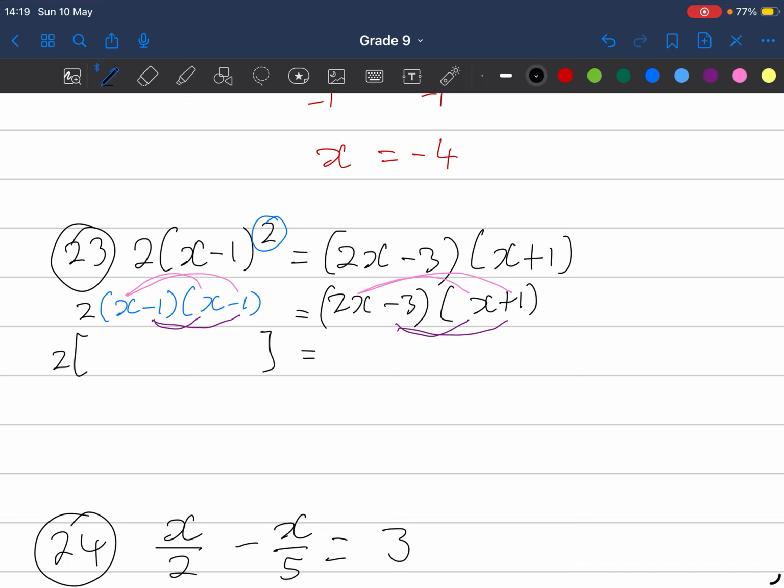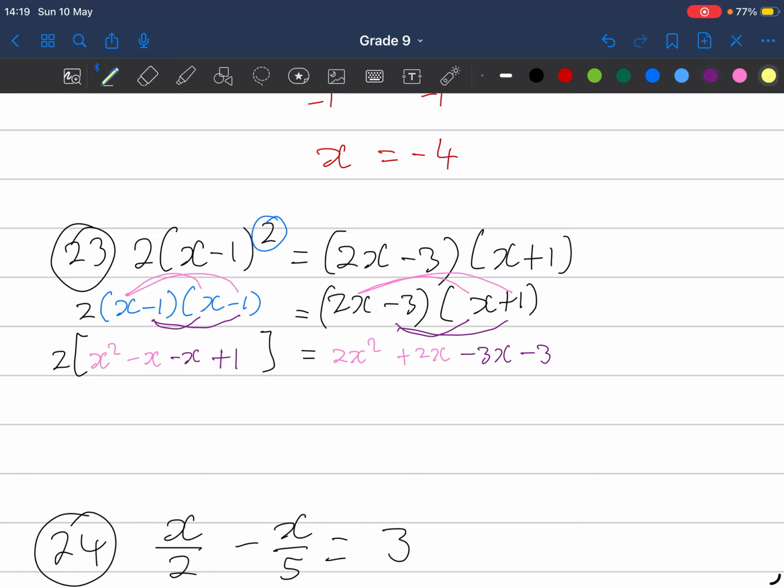Right. On the left hand side, x times x is x squared, and x times negative 1 is negative x. And then negative 1 times x is negative x, and negative 1 times negative 1 is plus 1. On the right hand side, 2x times x is 2x squared. 2x times 1 is, well, 2x. Negative 3 times x is negative 3x, and negative 3 times 1 is negative 3.